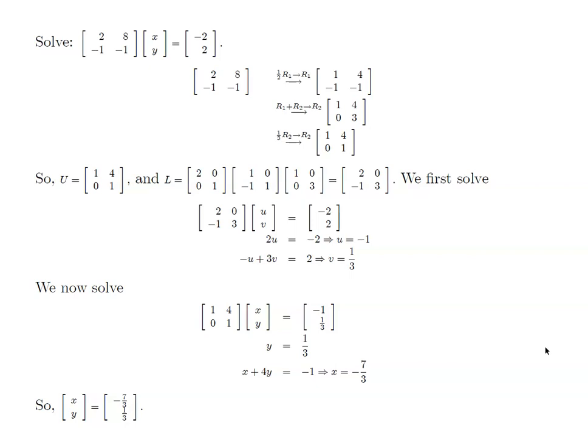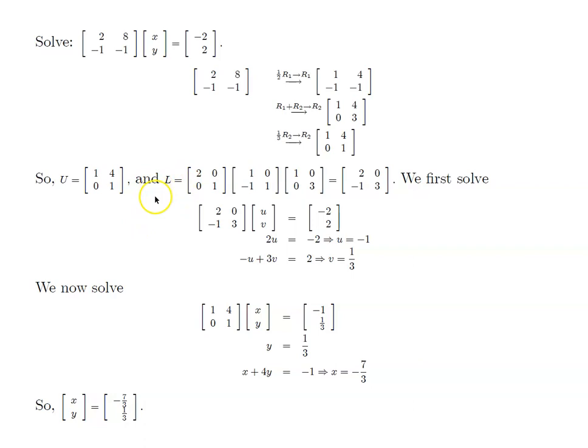Now these are the row operations that we use to put the matrix in row echelon form, and the row echelon form is going to be the upper triangular matrix we use. So we'll set U equal to 1, 4, 0, 1.